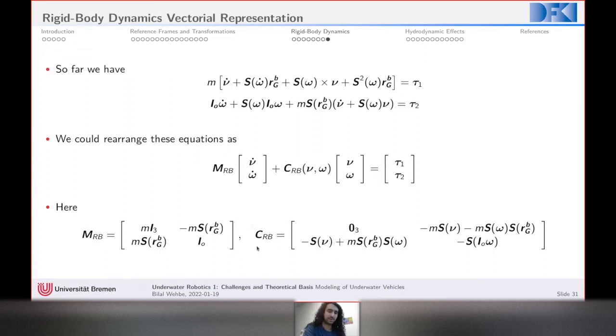And the Coriolis and centripetal forces are going to be of that form. Here, we will always have Coriolis forces, because it's basically just a body with an angular rotation that is moving with a certain velocity. So we will always get these terms here. However, this extra centripetal term is just caused by the vector RG.